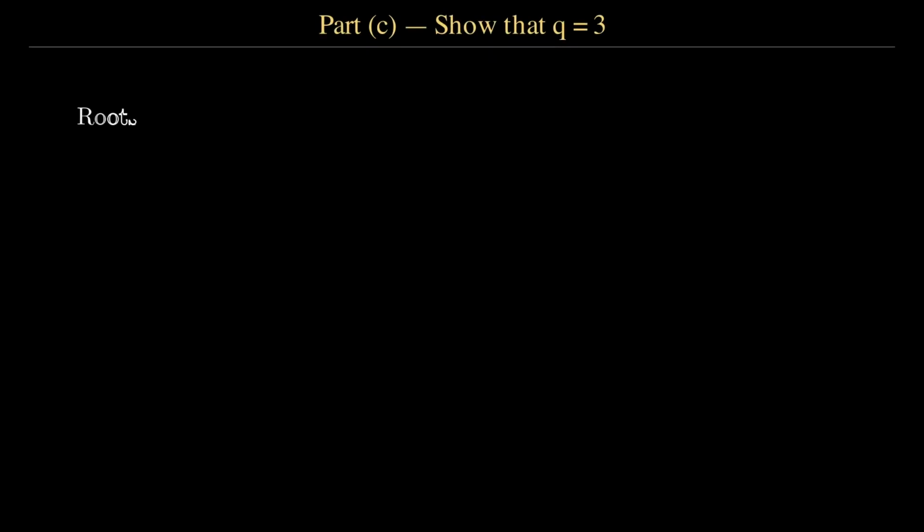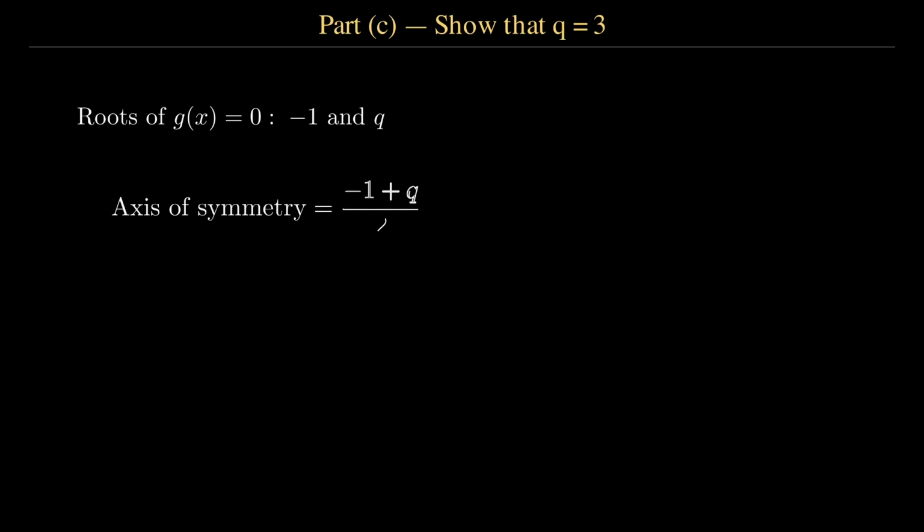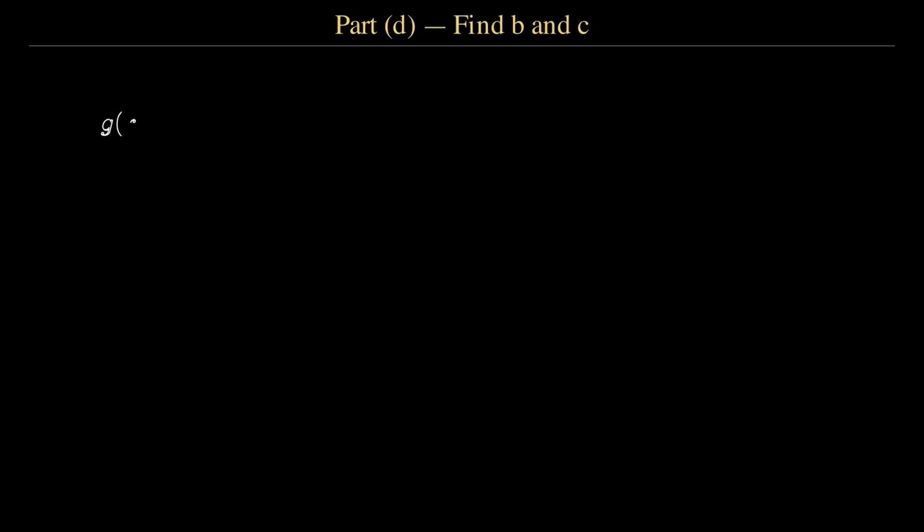Part C. The roots of g are negative 1 and q. The axis of symmetry of a quadratic always lies exactly halfway between its roots. So the axis of symmetry equals (negative 1 plus q) all divided by 2. We are told this equals 1. Multiply both sides by 2, negative 1 plus q equals 2. Add 1 to both sides, q equals 3. Shown.